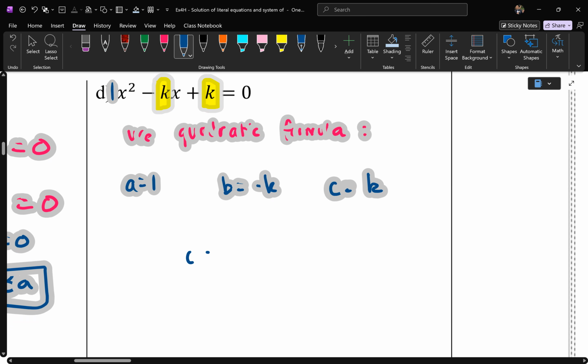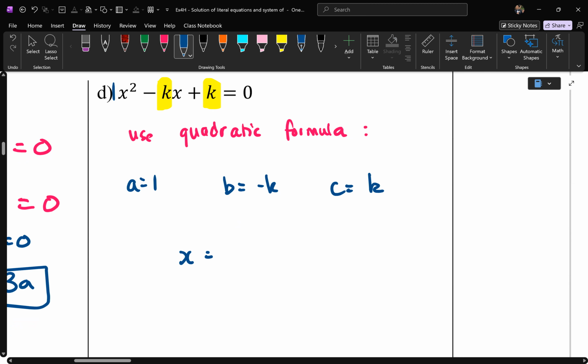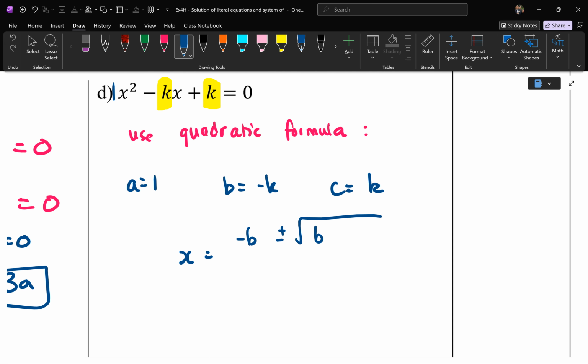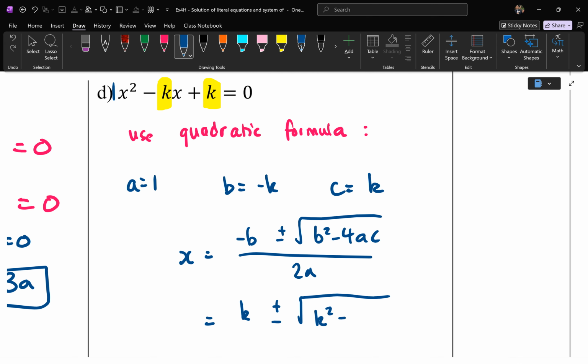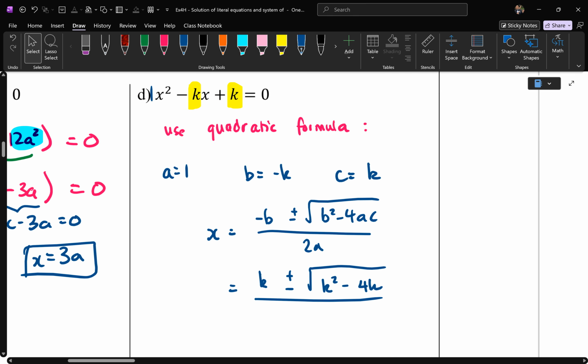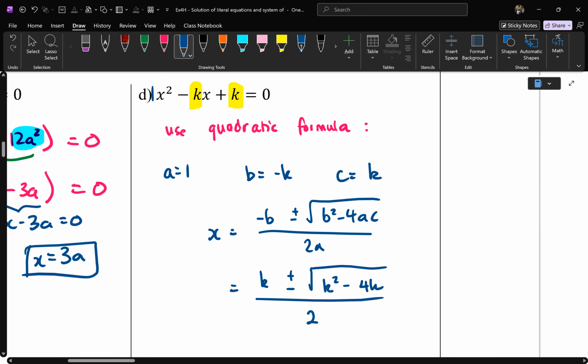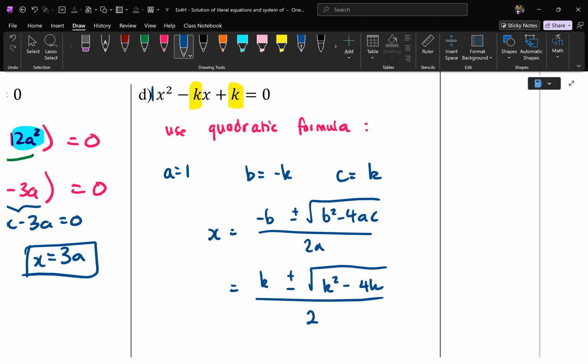The quadratic formula says x, which is what we're trying to find, x will equal negative b plus or minus the square root of b squared minus 4ac, all over 2a. So if I put it all together, it should be what? Negative and negative is positive, so positive k plus or minus the square root of k squared minus 4 times 1 times k, which is 4k, all over 2. There you go. Is there anything I need to be careful of? I factorize k out. No.